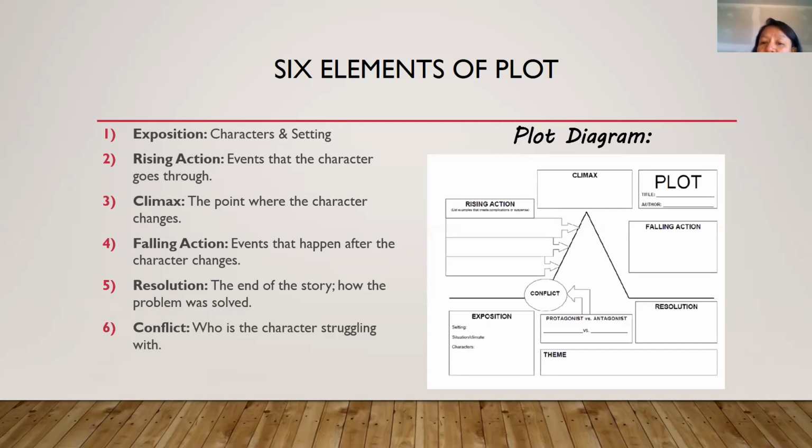So here is your setup for a plot diagram. You have the straight line that starts, that's the exposition, then the hill goes up, that's the rising action. This tip up here is the climax. When you start going back down, that's the falling action, and then the straight line at the end is the resolution. So all this plays into putting a story together. This is the same as doing a story map.